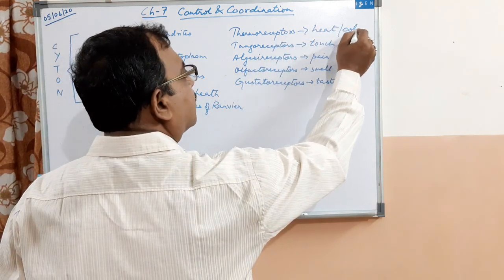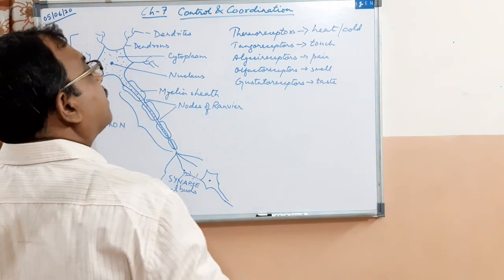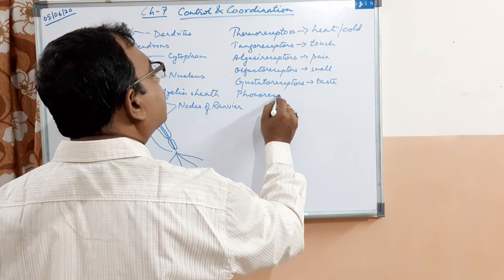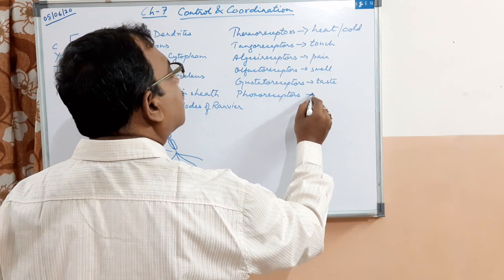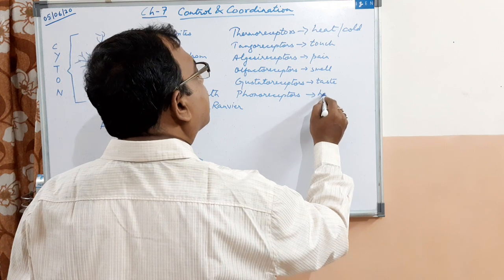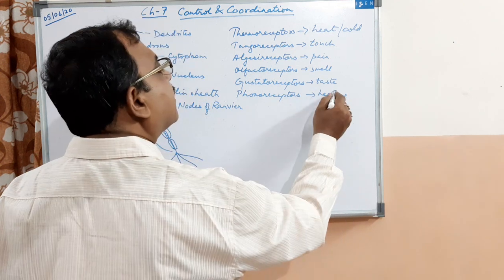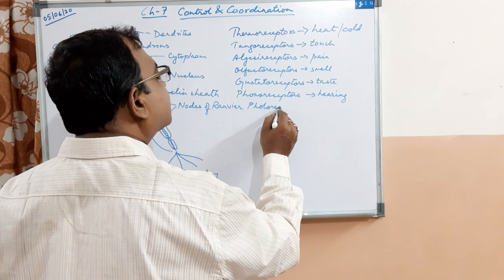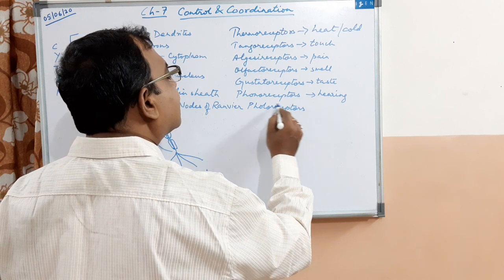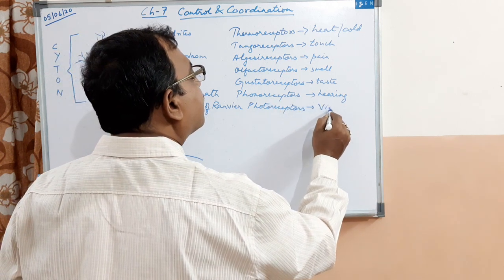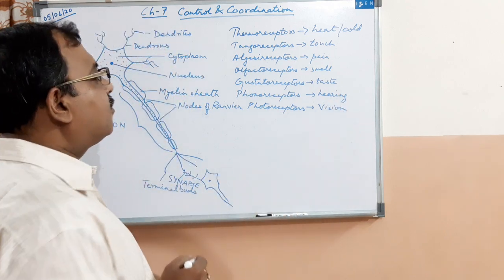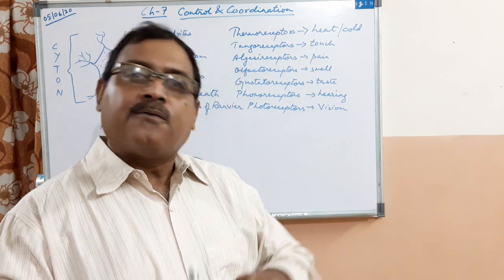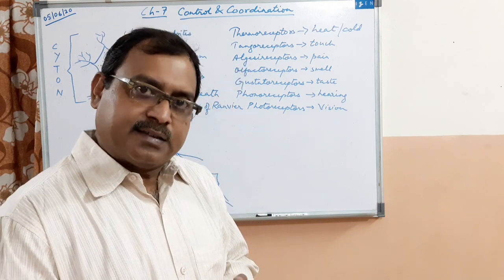Heat or cold, this one. Then phonoreceptors for hearing. Then photoreceptors for vision. So many different types of receptors are present in various sense organs.